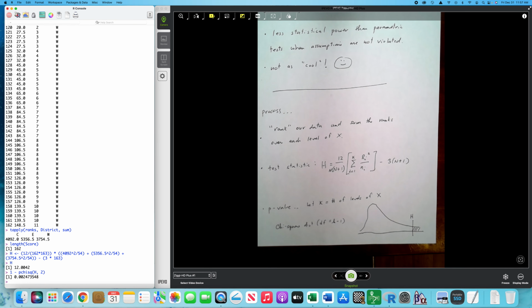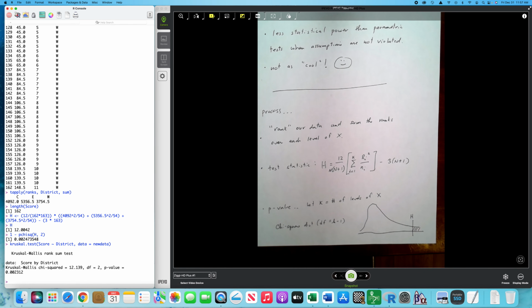Well, it turns out, as you may imagine, that there is an option in R to run this directly. So it's just called the Kruskal test. We're going to run score over district. It's going to do all the calculations of the rank sums behind the scenes. And let's make sure we have the right data set. So our Kruskal-Wallis chi-square test statistic comes out pretty close, 12.1 versus 12.0, degrees of freedom 2, and notice our p-value is pretty close.